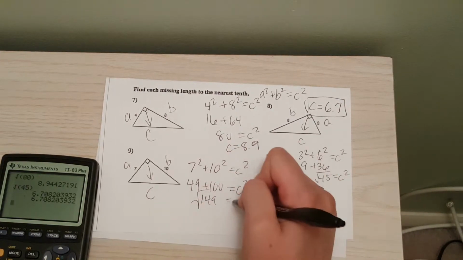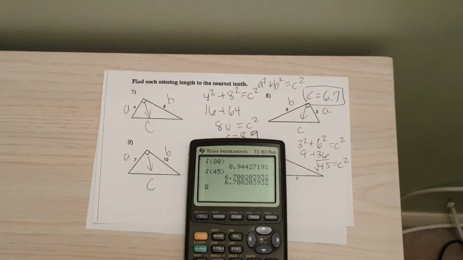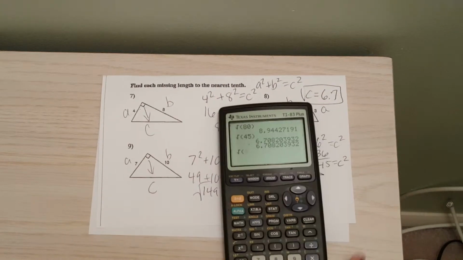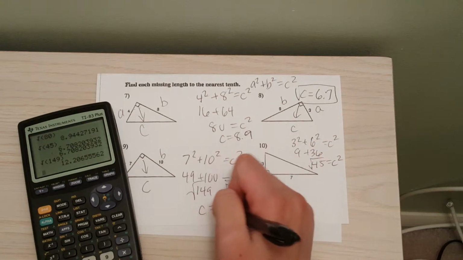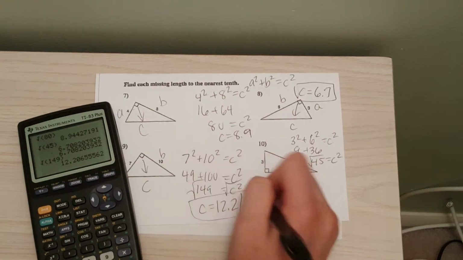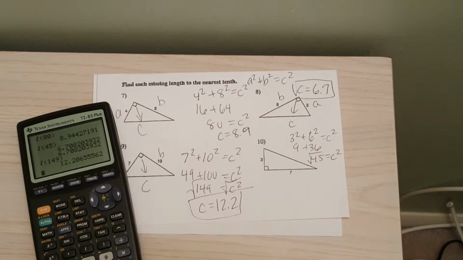This is the time for the calculator again. In our calculator, you hit second x squared, 149, and hit enter, and we've got 12.2. The 0 leaves the 2 alone, so 12.2. So C equals 12.2. Another double check: make sure that is your longest side. And yes, that is your longest side.